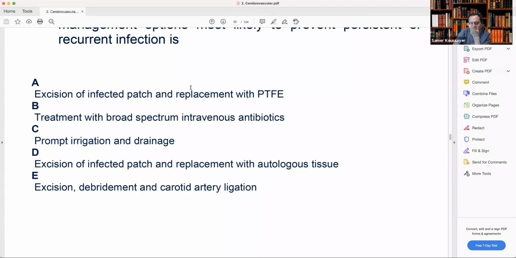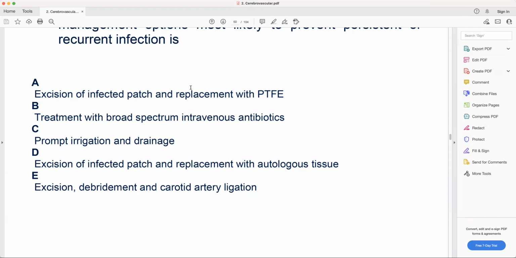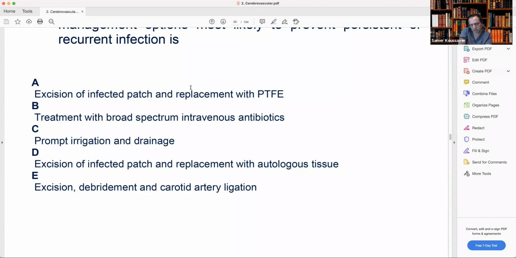You don't do that unless you do an occlusion test before, so you know ahead of time it will not affect the patient. Ligation may cause a stroke unless you know that he has good collateral circulation. But this is an extreme, as I said, maybe if he came back a second or third time. The normal treatment is to take it out and replace it with an autogenous vein graft.